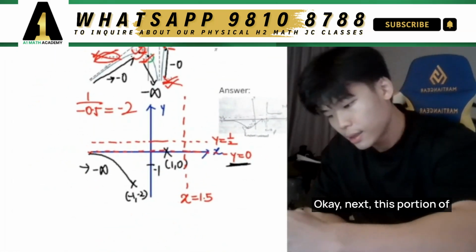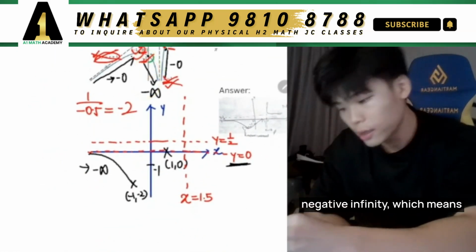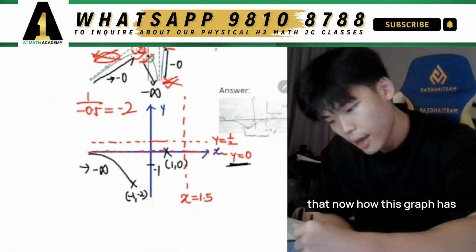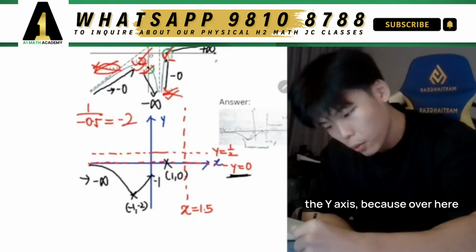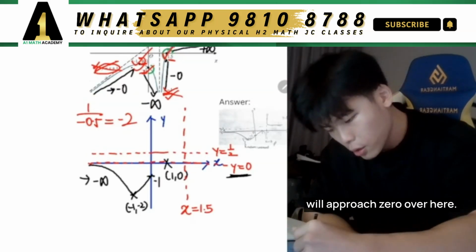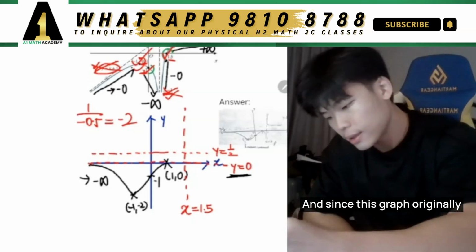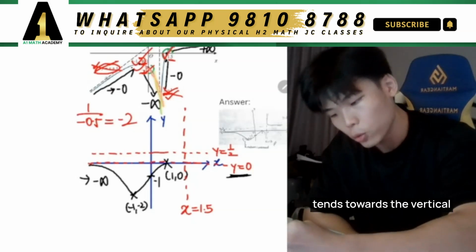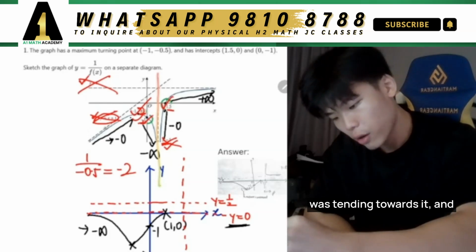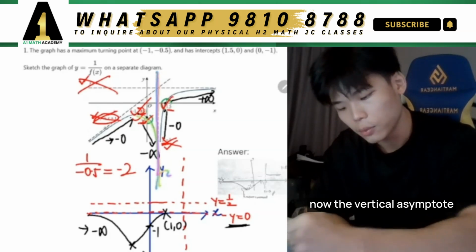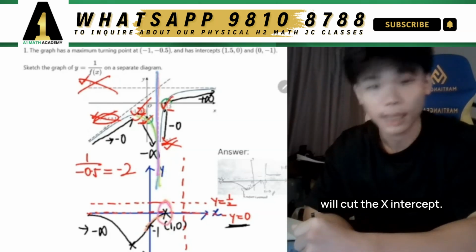Okay, next. This portion of the graph is going towards negative infinity, which means that now this graph has to approach negative 0. So from here, we will go up, cut the y-axis because over here there's a y-intercept, and then it will approach 0 over here. And since this graph originally tends towards the vertical asymptote over here, and now the vertical asymptote has become an x-intercept, that means this graph will cut the x-intercept.